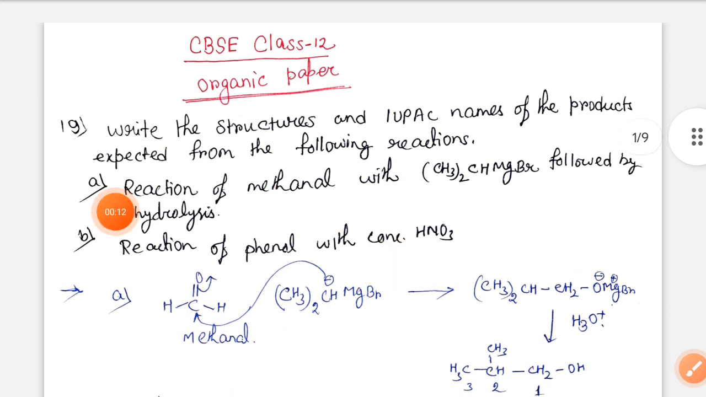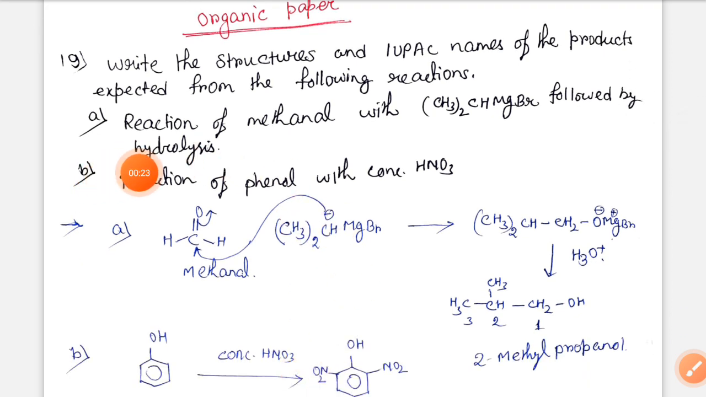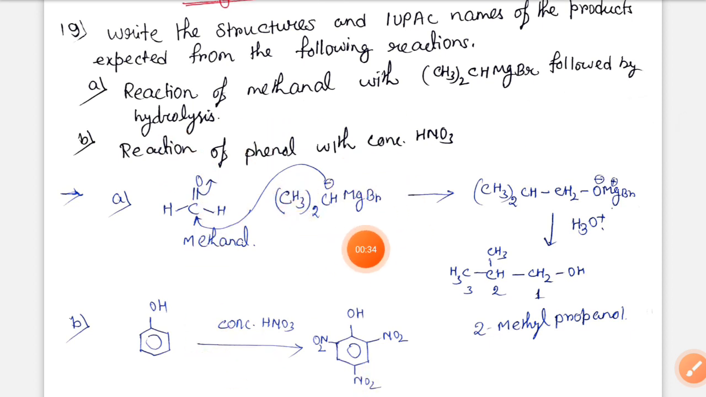Okay, so let's start. Question 1. First, write the structures and IUPAC name of the product expected from the following reaction. At first, the reaction given is methanal with (CH3)2CHMgBr followed by hydrolysis. So this is a Grignard reagent and this is the electrophilic center. The Grignard reagent will attack this electrophilic center, and here we first get an adduct, then on hydrolysis it gives a primary alcohol. Okay, 2-methylpropanol.